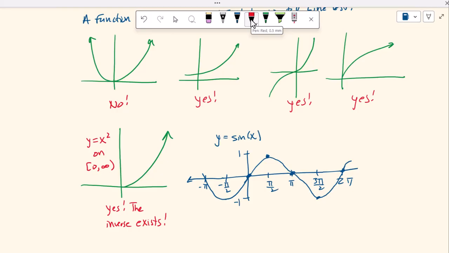And this is review from trigonometry, but I want to bring it up because it is an important point. So the way I decide to restrict it is between negative pi over 2 and pi over 2. So if I only consider this part of the sine graph, I can see that an inverse will exist. Isn't that cool? So here's my inverse that exists here now. So the sine graph does not have an inverse unless I restrict the domain. So when I restrict it, yes, the inverse exists.